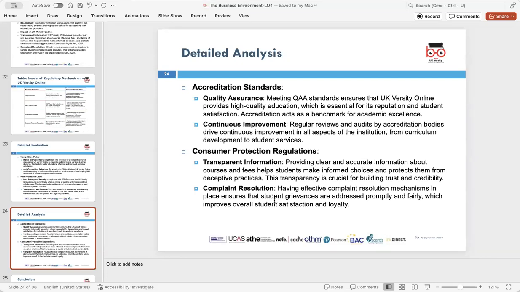Complaint resolution: effective mechanisms for resolving student complaints are important for enhancing overall satisfaction and loyalty. By promptly addressing grievances and disputes, UK Versity Online demonstrates its commitment to students' welfare and satisfaction. This responsiveness not only resolves issues effectively but also strengthens the institution's reputation for student centricity and service excellence.